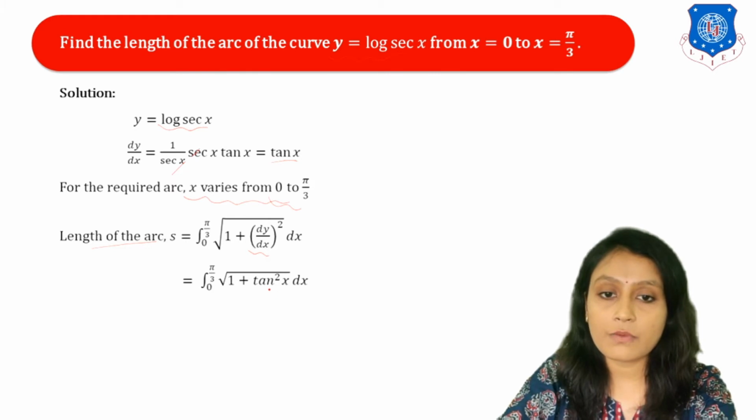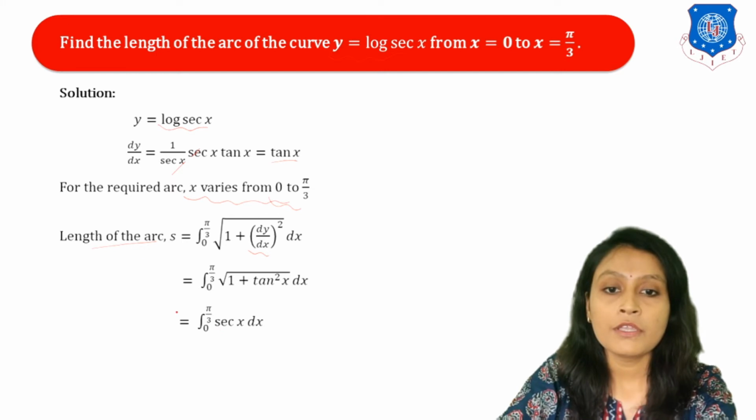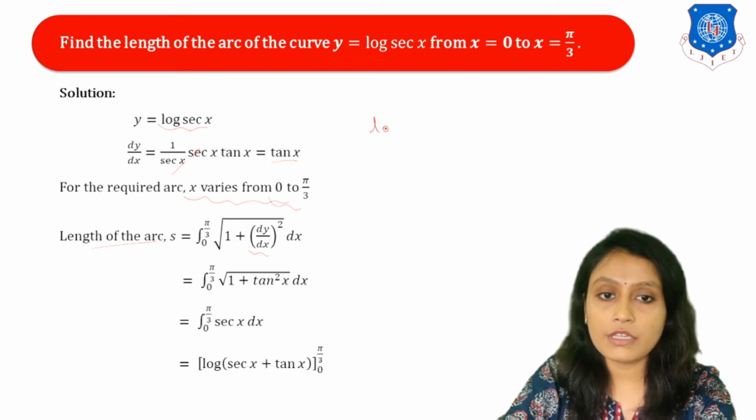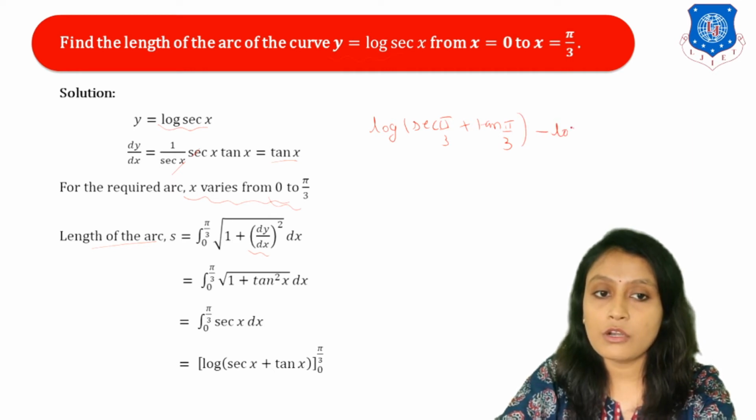Now 1 plus tan square x means sec square x, and under root of sec square x means sec x. So integration 0 to pi by 3 sec x dx. Now integrate it, so you will get log sec x plus tan x, and the limits are 0 to pi by 3. Now we will substitute the limits. Firstly substitute the upper limit, so you will get log sec pi by 3 plus tan pi by 3, minus, now substitute the lower limit, so you will get log sec 0 plus tan 0.